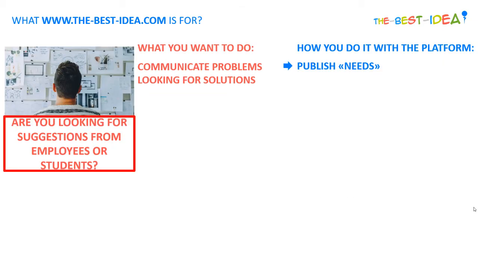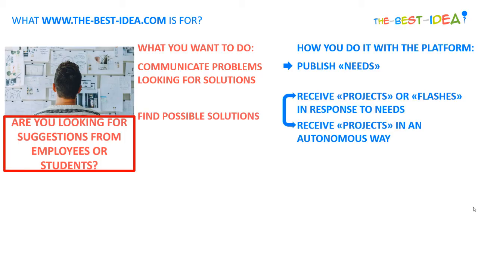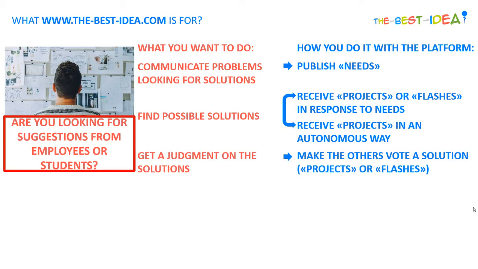Another use is suggestions from employees or students. What do you want to do when looking for these suggestions? First of all, you want to communicate problems and look for solutions, and you can do it with our platform by publishing a need, which is one of the functions. This is used to find possible solutions, therefore to receive in response to needs, projects or flashes, which are a simplified system for entering projects, or receive projects published independently. You also want to get a judgment of the solutions, by having them voted on by the others.